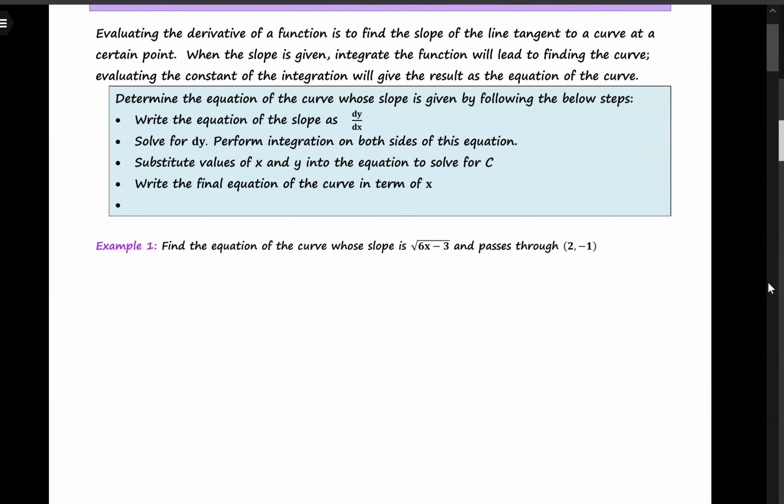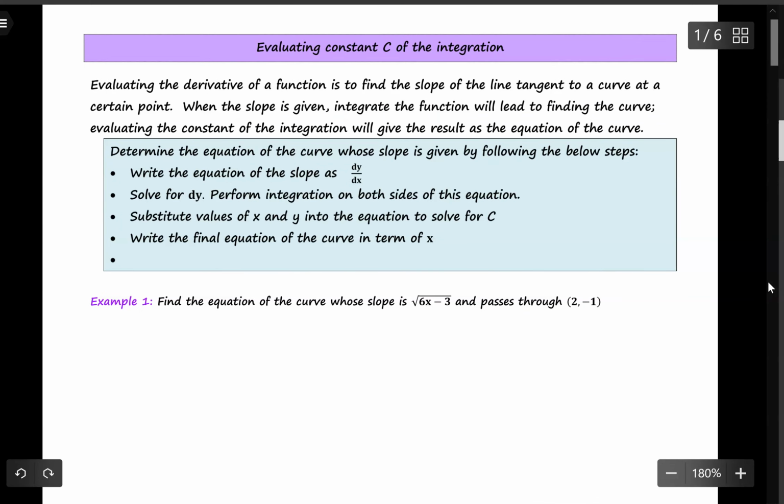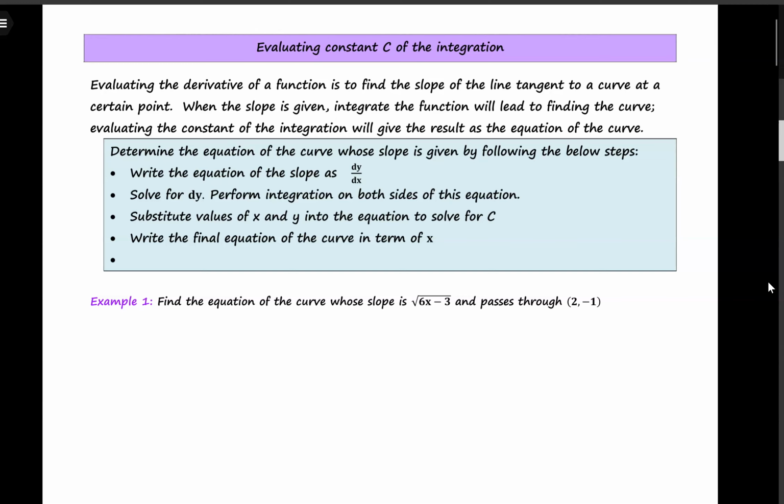So to evaluate this constant c, I would like to go back and review the concept of taking derivatives. Like I mentioned in the previous lesson, derivatives and integrations are actually the reverse process of each other. So if you take the derivative of a function, that means you are going to find the slope of the line tangent to a curve or a function at a given point.